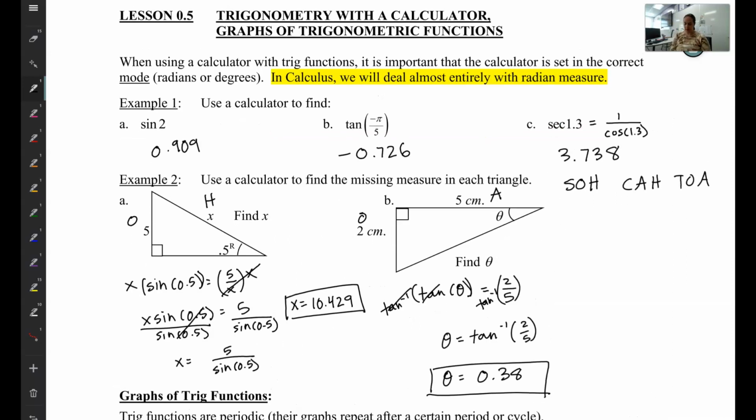Okay, that's everything for trig with a calculator. In the next video, we'll talk about graphing trig functions.